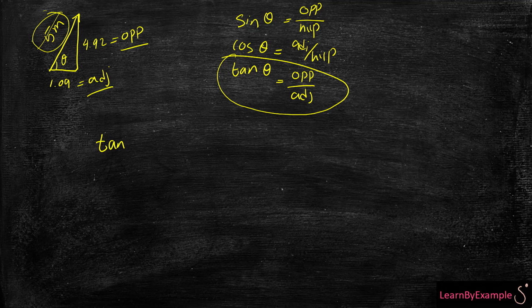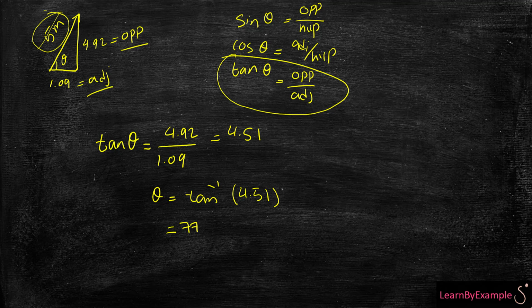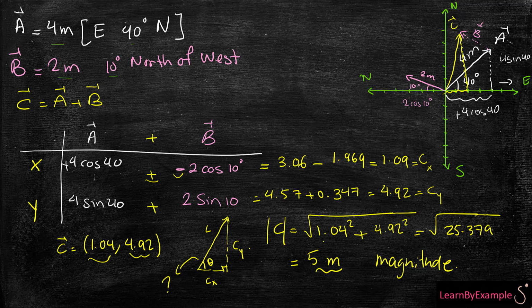I'm going to use tan of theta equals the opposite, which is 4.92 over 1.09. That is equal to 4.51 in my calculator. Therefore, theta is actually arctangent, so the inverse tangent of 4.51, which is equal to 77.5 degrees. Which, if you actually take a look at my picture previously, it makes sense, right? The numbers look good. So this looks like 77 degrees, and the angles and everything just make sense in this plane.